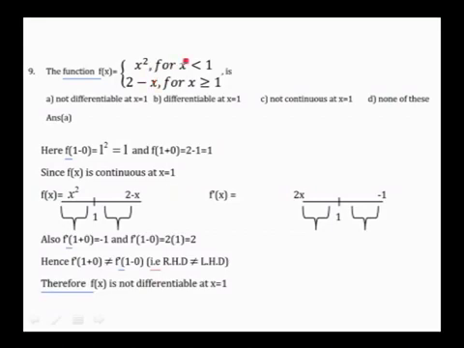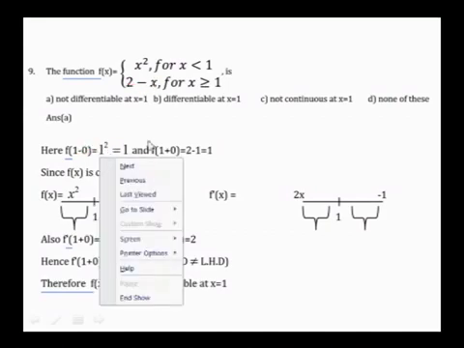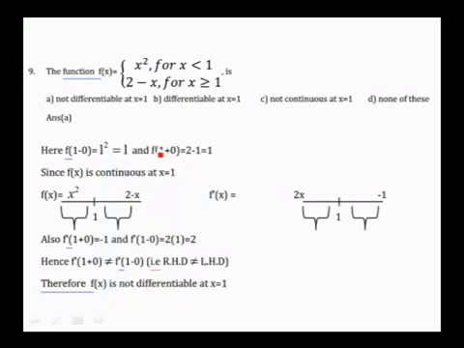See, at x equals 1, if I consider the left hand limit, LHL is 1 square. If you put x equals 1 in the other piece, you get 2 minus 1, which is 1. So f of 1 minus 0 is 1 square, that is 1, and f of 1 plus 0 is 2 minus 1, that is also 1. Since LHL is equal to RHL, the function is definitely continuous at x equals 1.